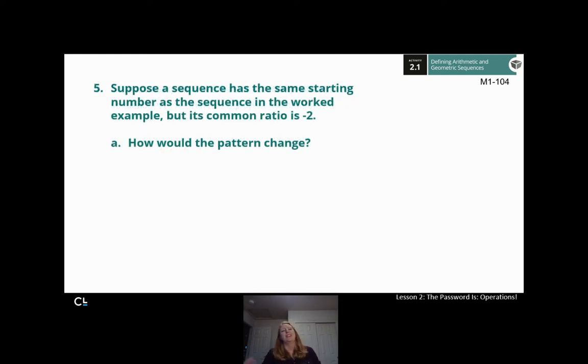Okay, then let me mess with you a little bit more. Geometric ratios, they're fun. So now let's suppose that a sequence has the same starting number as that original worked example. So we're still starting with 1, but now the common ratio is -2. How would the pattern change? Hit pause, jot down your thoughts, hit play when you're ready to continue this discussion.